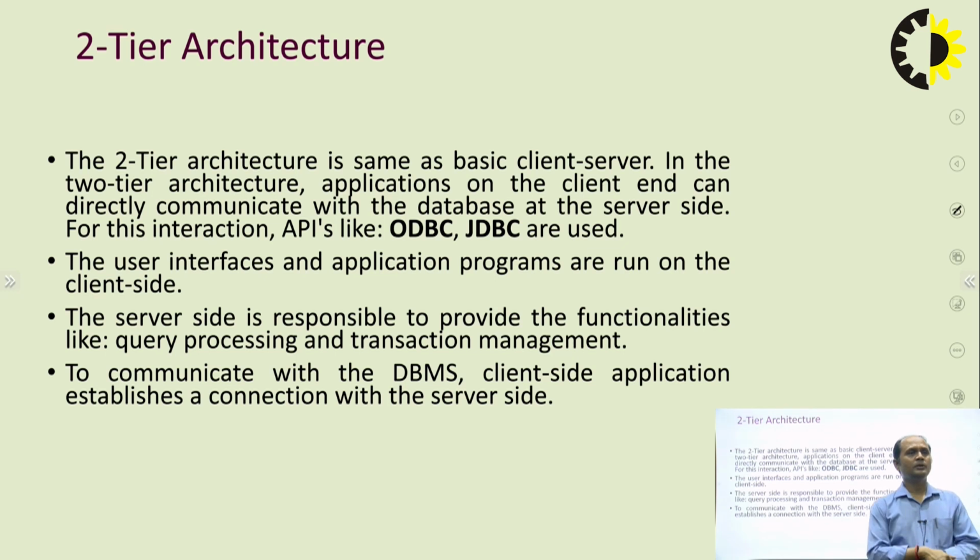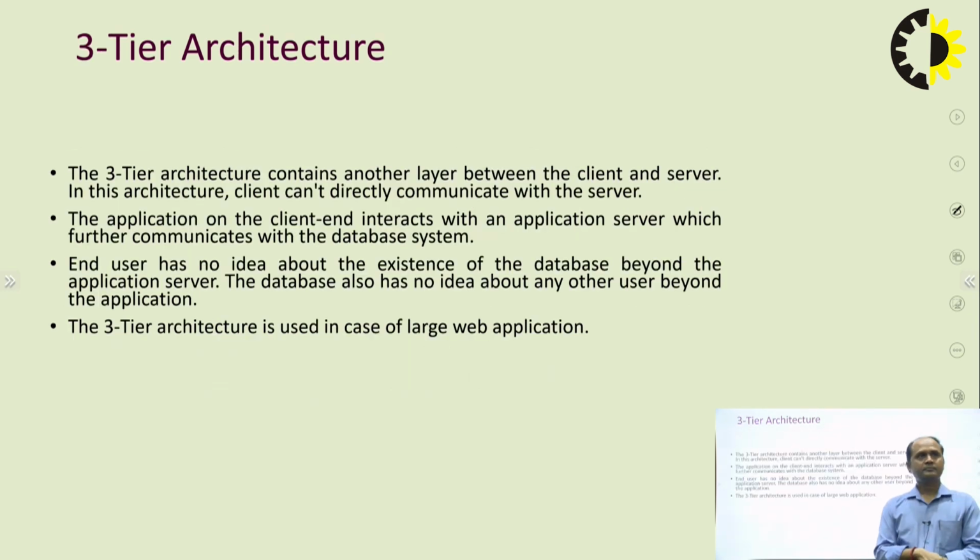If we talk about the 2 tier architecture, it is basically the same as the client server architecture. We can use APIs like ODBC and JDBC in Java programming. We use this type of interface between the client and server, and then we can use 2 tier architecture. In 3 tier architecture, there is another layer between the client and server. The client cannot directly communicate with the server. They interact with the application server, which further communicates with the database system.